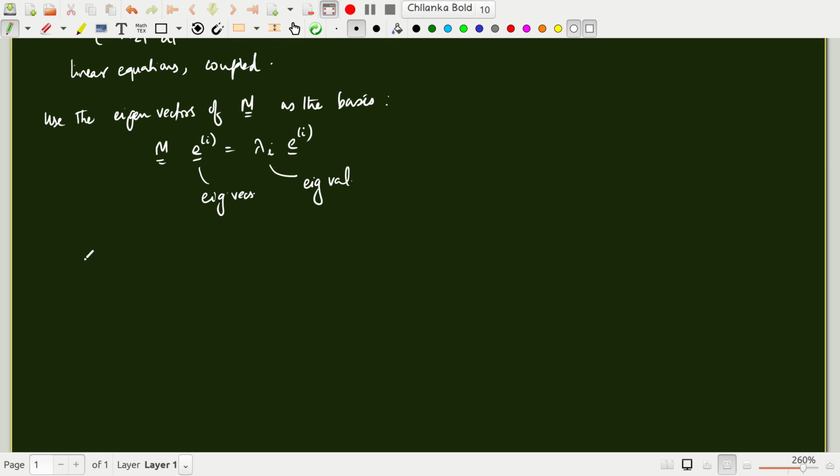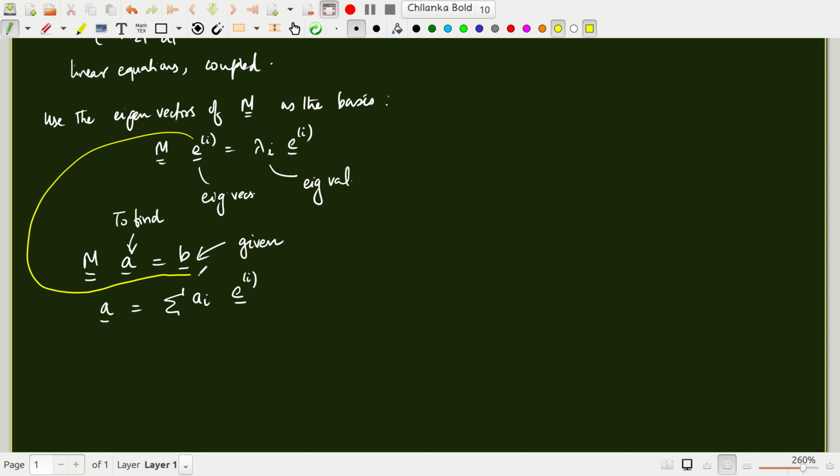Suppose you are interested in solving M a = b, in the sense that you are given the vector b and you want to find the vector a. What you can do is write a as a sum of constants ai times ei, where the ei's are the eigenvectors of the linear operator M. The coefficients are unknown, whereas the eigenvectors are known. So essentially, if you find these constants, it's as good as finding a.